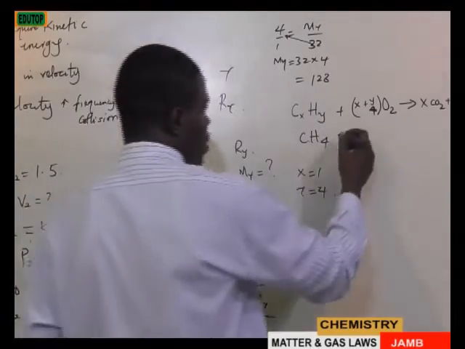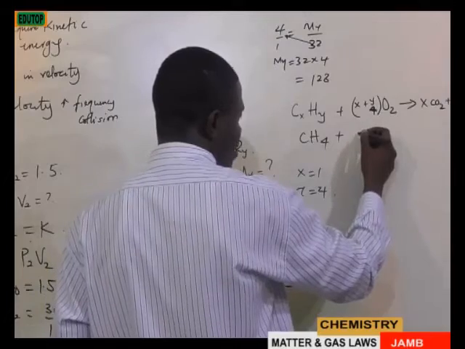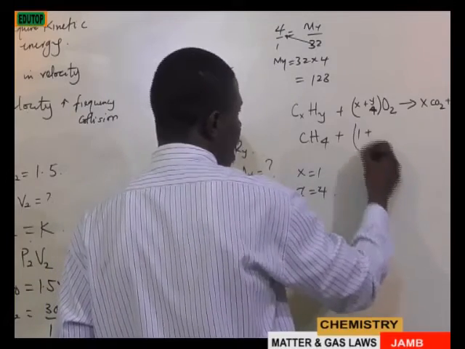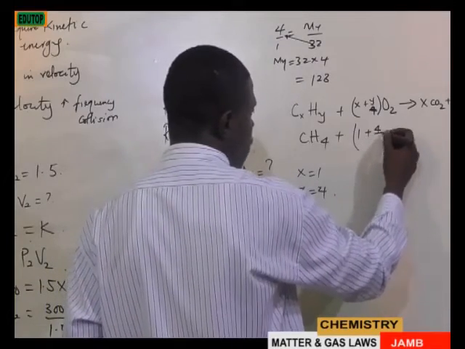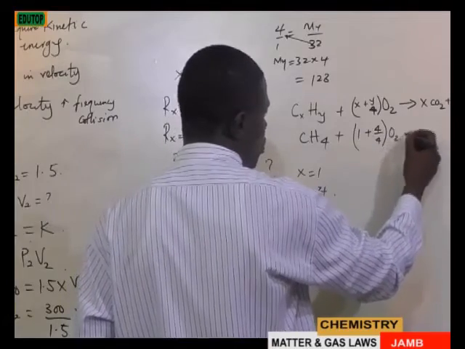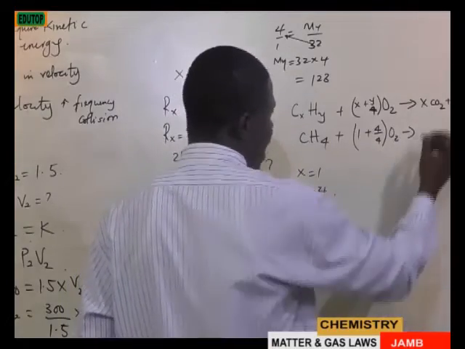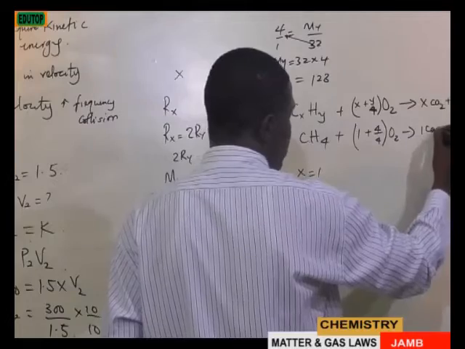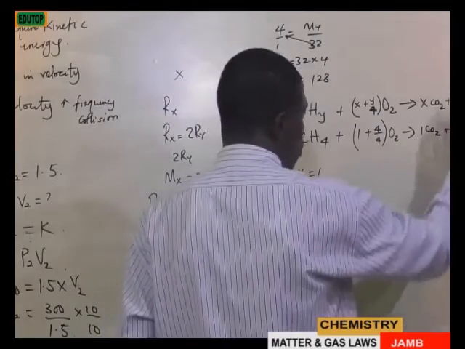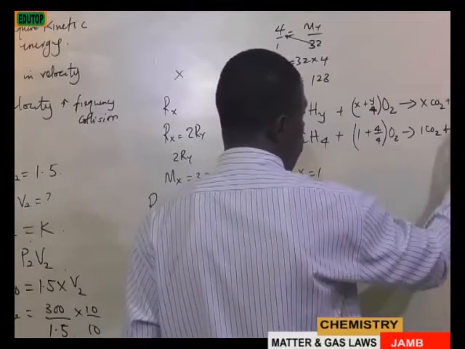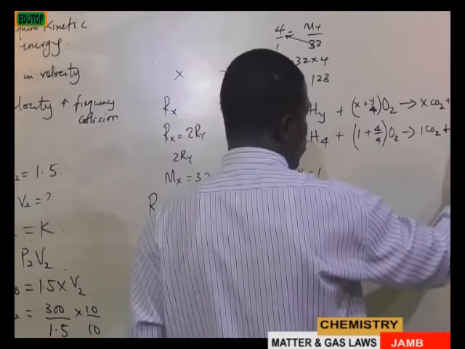So x is equal to 1, y equals what? 4. If you want to write this balanced equation, we have x, which is 1, plus y over 4, which is 4 over 4, into O2. Then it will give us x, which is still 1, plus y over 2, which is 4 divided by 2, H2O.